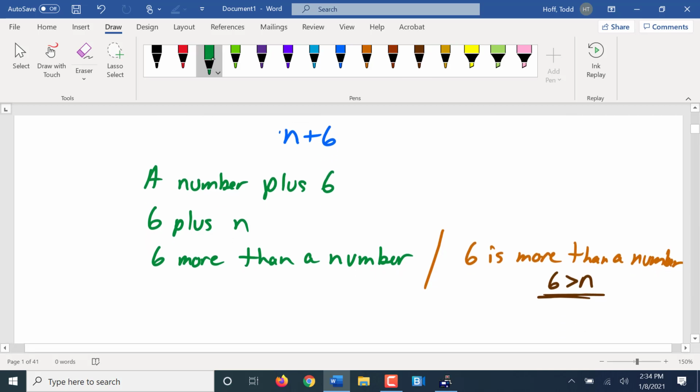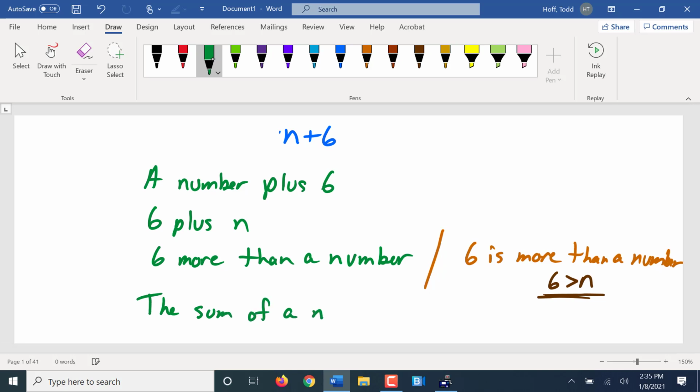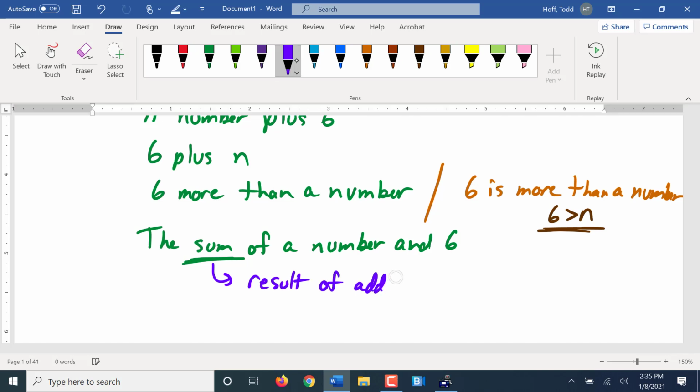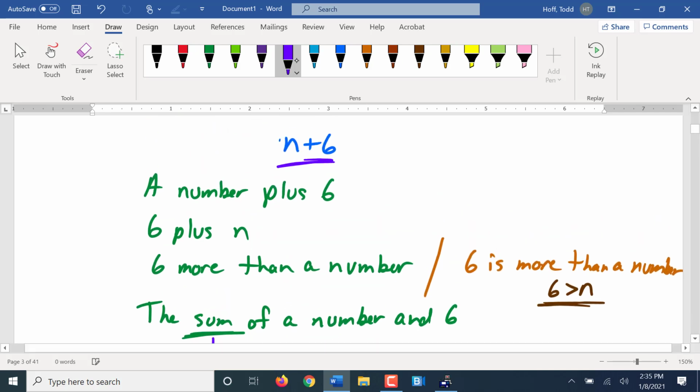The one that we always have to throw in here, the sum of a number and 6. Can anybody tell me what the word sum means? Nope. What operation are we using here? Addition. The sum is a result of an addition problem. So whenever you see the word sum, you know that addition is being performed or has been performed. So the sum of a number and 6, once again, would be n plus 6.